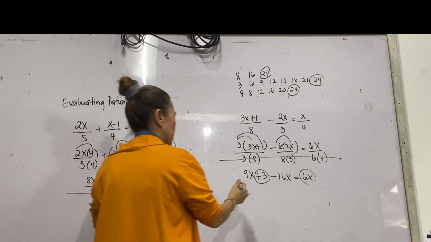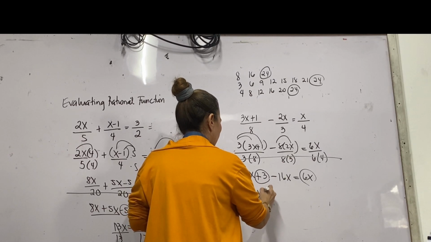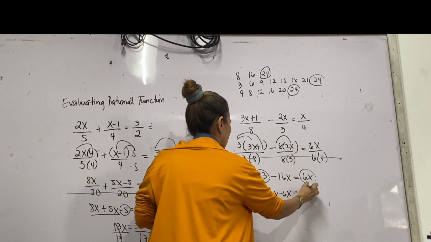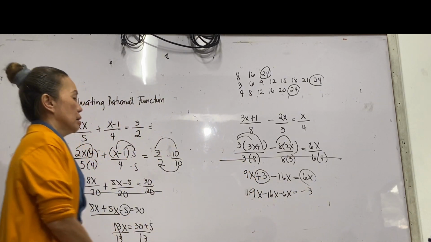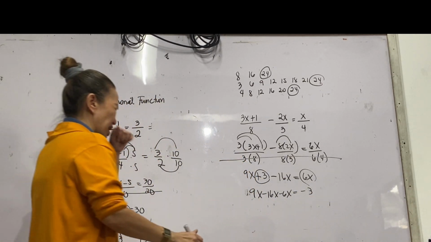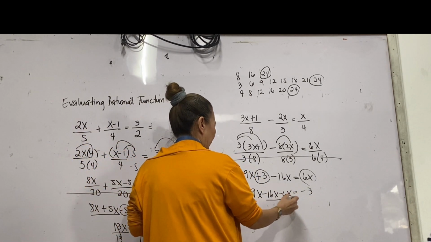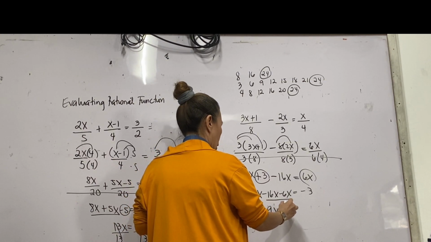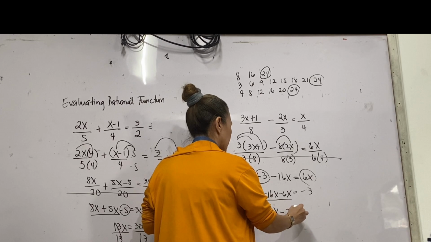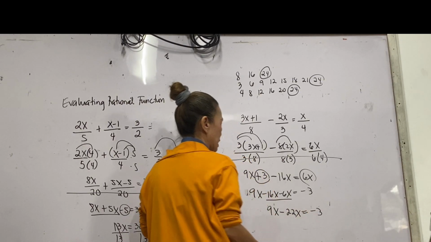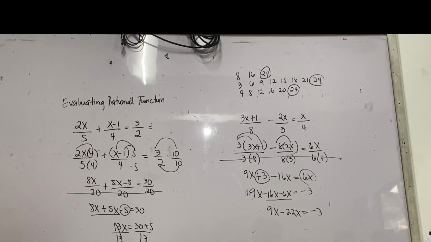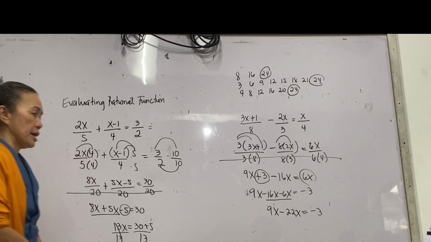So we have 9x minus 16x minus 6x is equal to negative 3. So, like sign, add, copy the sign. 9x minus 22x is equal to negative 3. 9 minus 22, subtract. Copy the sign of the bigger number. So that will be negative 13.